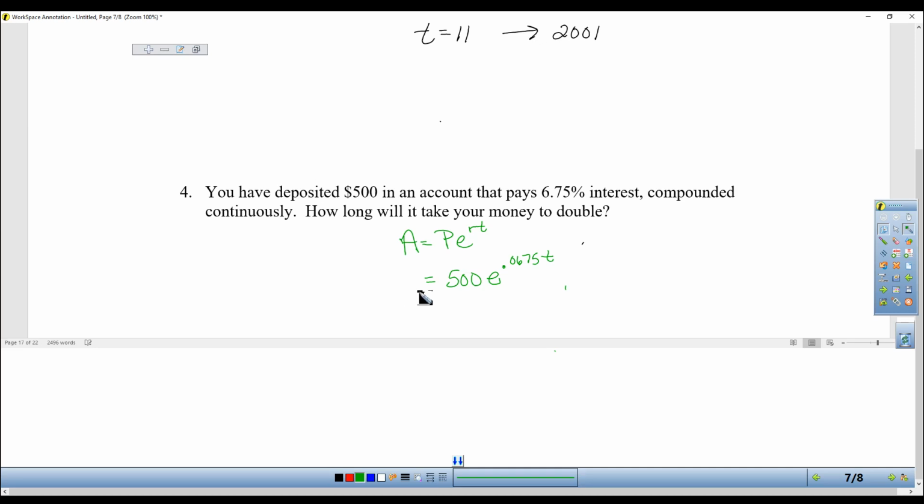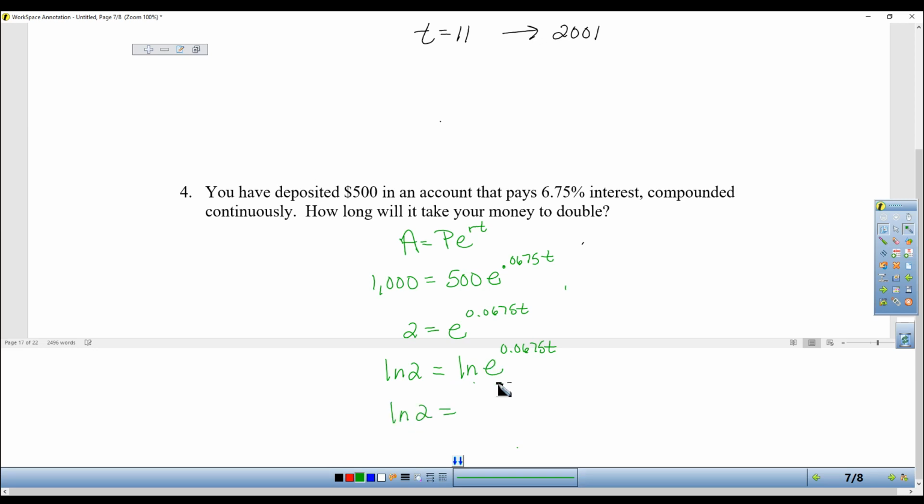So they're looking to see when the amount is how much? When the amount is $1,000. So again, you are welcome to do this on your calculator, but it's not that hard to do by hand. I divide both sides by 500, and I get 2 is equal to e to the 0.0675t. How do I undo an e? With a natural log. Natural log of 2 is equal to the natural log of e to the 0.0675t. This cancels on this side.